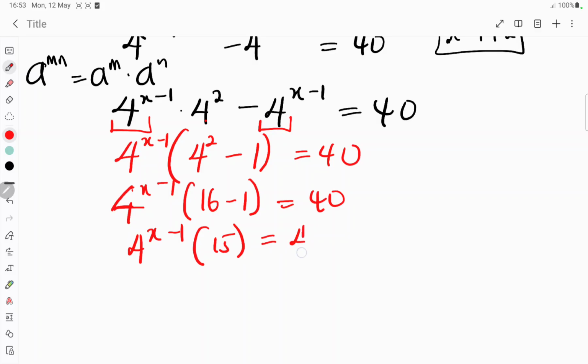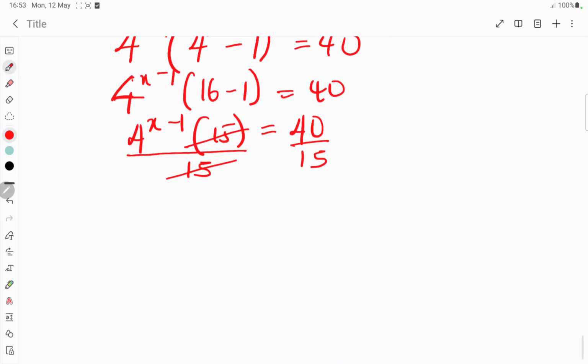is equal to 40. The next thing we do is to divide through by 15. If I divide through by 15, I will have 4 power x minus 1 equal to 40 over 15. If I divide by 5, I have 8 over 3. For me to find the value of x, you can see that 8 over 3 cannot be expressed in a common base with 4. So we take the logarithm.